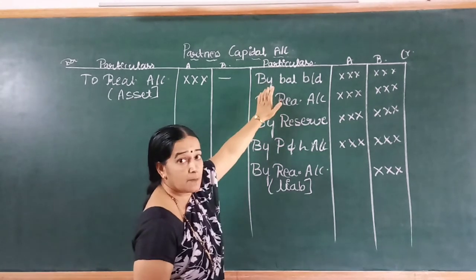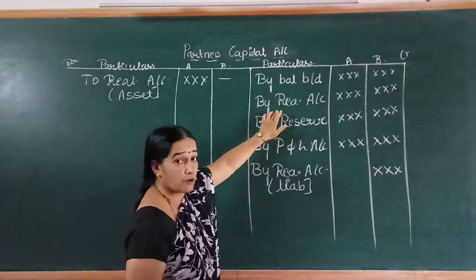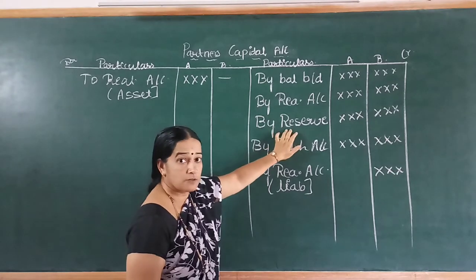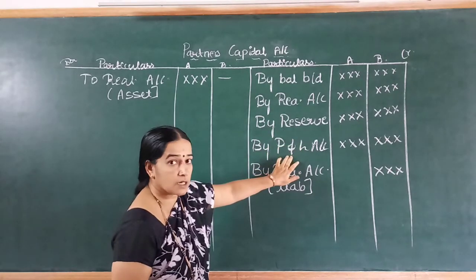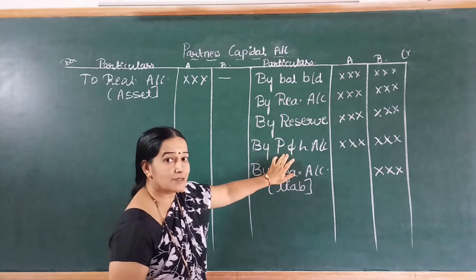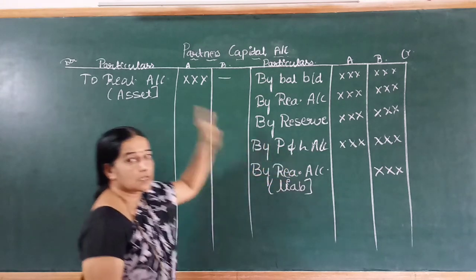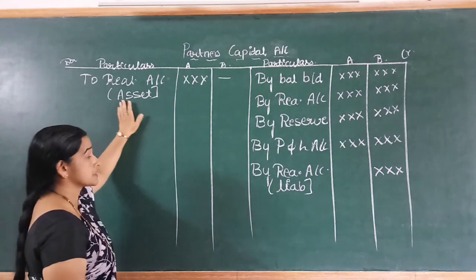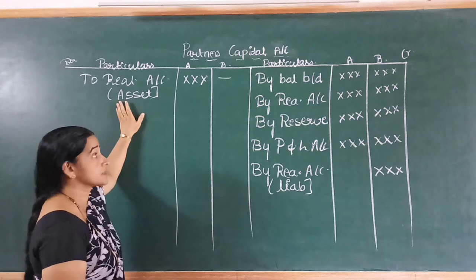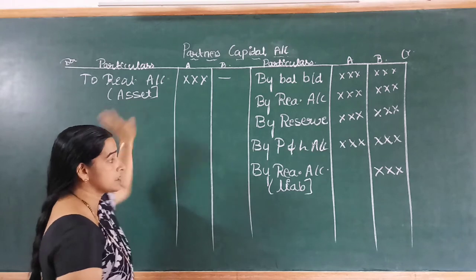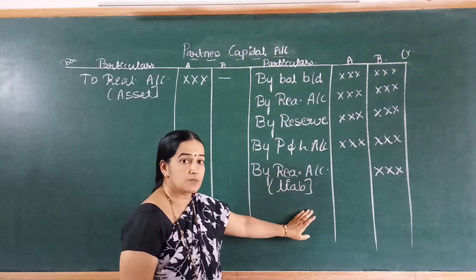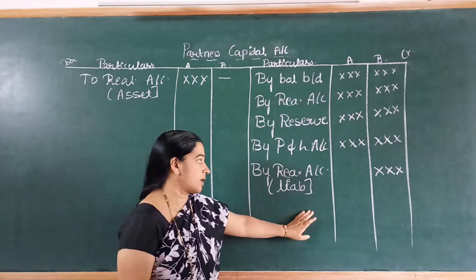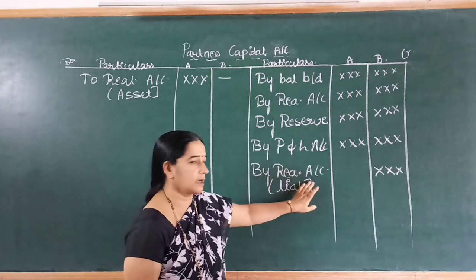First we have to write the balance brought down. Next, transfer of realization profit or realization loss. Next, general reserve or reserve fund. Next step is profit and loss account, and this is to distribute the undistributed profit. Suppose if there is loss, then the profit and loss account will be written on the debit side. Next, taking over the asset. Any partner has taken over the asset, that will be entered on the debit side, and any partner is paid the firm's liability, then that amount will be credited to that partner's capital account. What is the entry we made? That is by realization account.